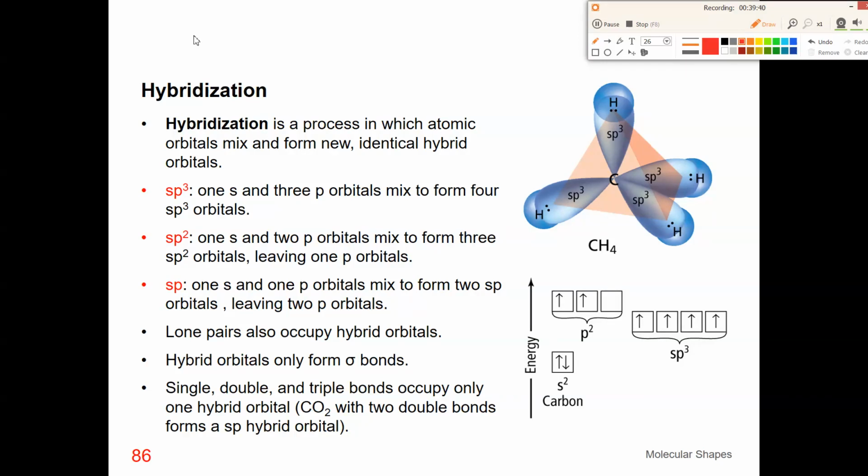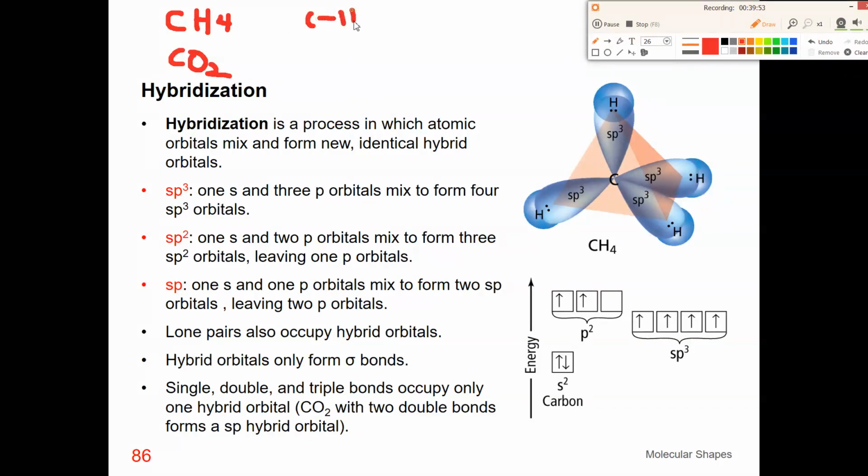Right. So there's another next concept about hybridization. For example, we have CH4 and CO2. So the CH4 structure is going to be like this. Carbon dioxide, like that. So first one, CH4 is tetrahedral, and carbon dioxide is linear.